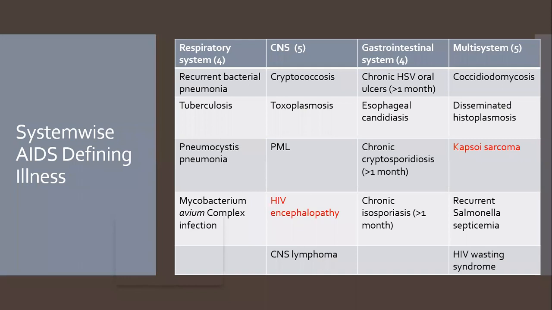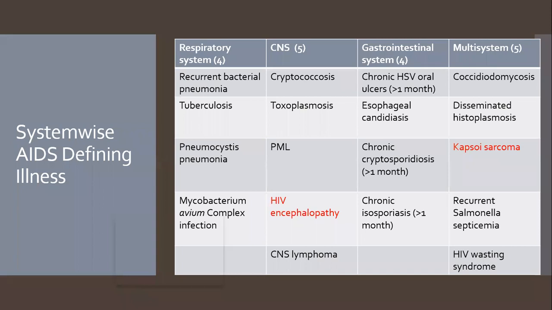So there are 4 AIDS-defining illnesses in the respiratory system: recurrent bacterial pneumonia, tuberculosis, Pneumocystis pneumonia, and the very famous MAC, Mycobacterium avium intracellulare complex. In the CNS, we have cryptococcosis, toxoplasmosis, PML, and 2 non-infectious conditions: HIV encephalopathy or the AIDS dementia complex, and CNS lymphoma. In the GIT, we have chronic HSV ulcers, oral ulcers, and esophageal candidiasis. Remember, oral candidiasis is a stage 3 clinical disease in HIV, but it is not an AIDS-defining illness. But esophageal candidiasis is an AIDS-defining illness.